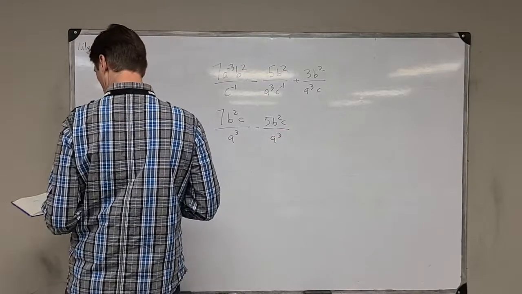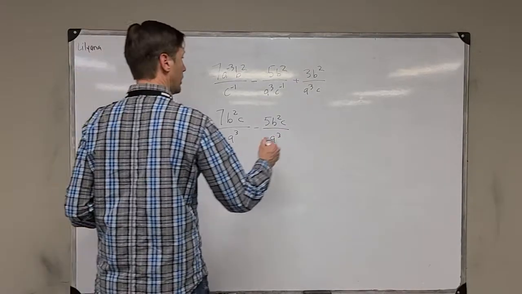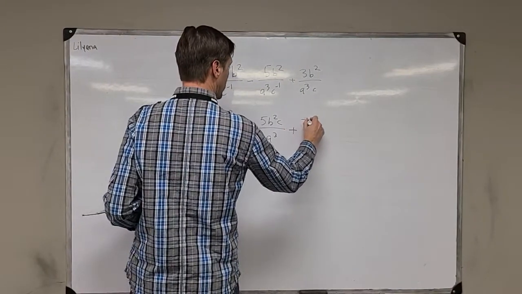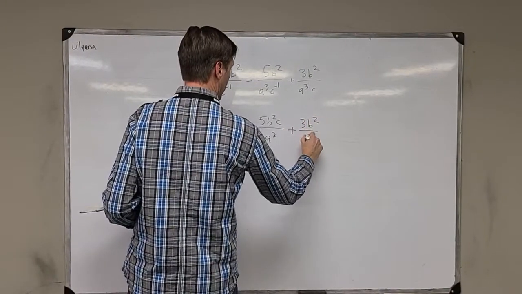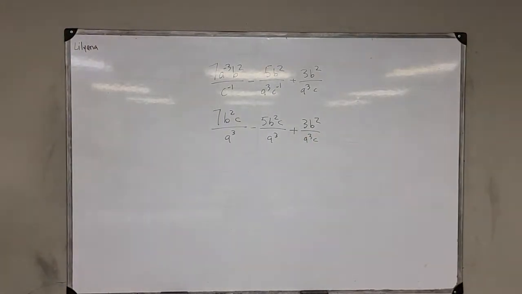And then that last one, did I copy that down wrong? Nope, I didn't. They're trying to trick us on this one. 3b squared. We just have to rewrite that one like it is. You guys see that? Because there are no negative exponents in that one.